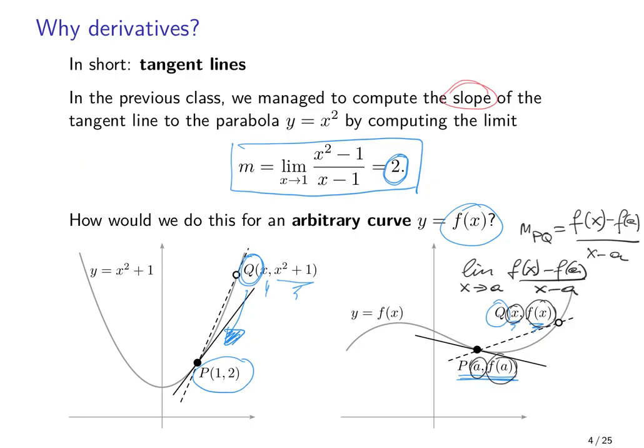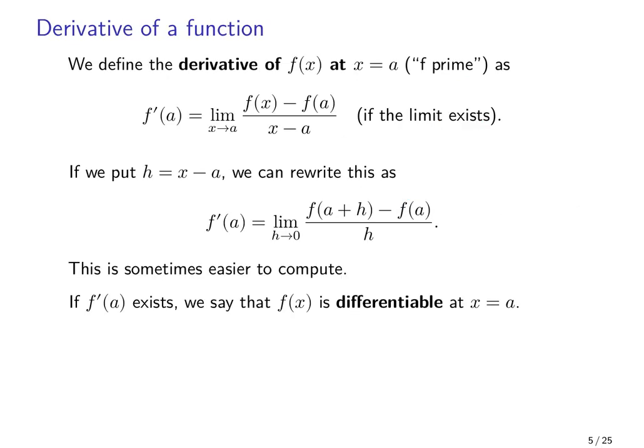And this is a very special expression. This limit we're going to see coming up over and over again. We're going to give it a special name. This is what we're going to call the derivative of the function, f prime, evaluated at the point a, and it's given by this limit.